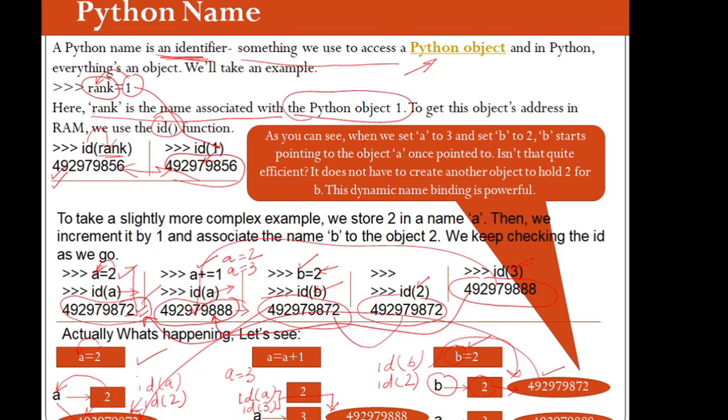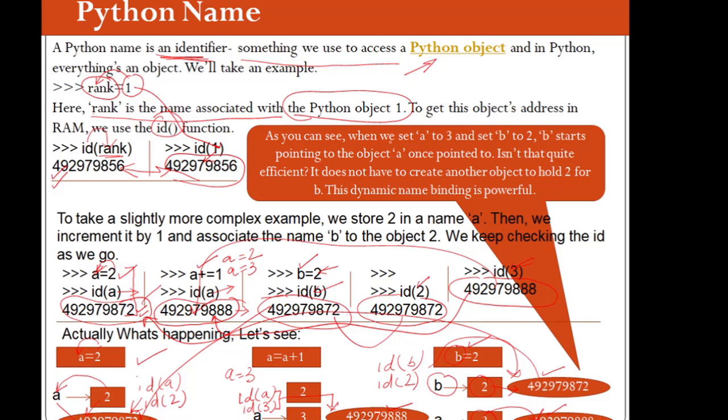Now a has become 3. So 3 has been assigned this address, and a has been assigned this. So whenever you try to find id of a and id of 3, you will be returned this object address. So now let's explore this.